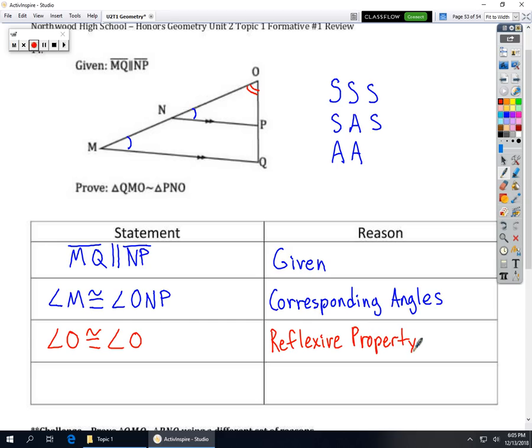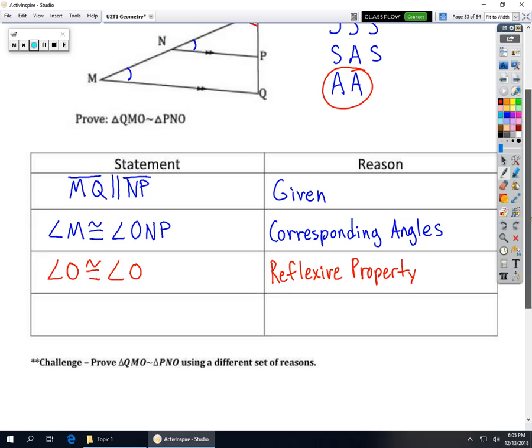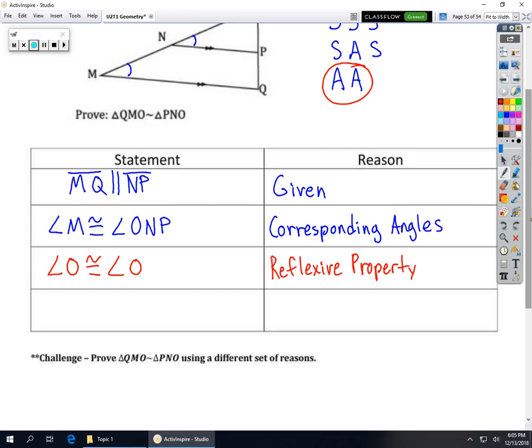So I have two angles now. I got these pairs of angles and these pairs of angles. I have an angle-angle relationship. Therefore, I can use this one. Great. Angle-angle. So finally, I can finish my proof. Triangle QMO is similar to triangle PNO, and this is by the angle-angle, we can just call this postulate.